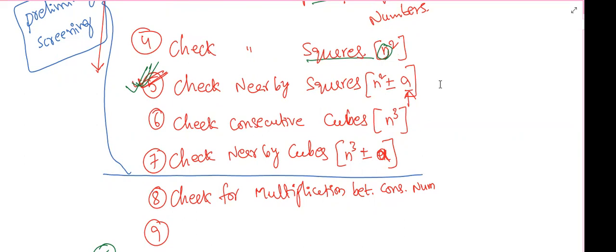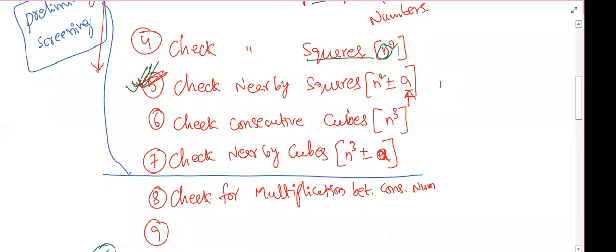After that, we have to check consecutive cubes, whether the given numbers are perfect cubes or not. Suppose you have confirmed they are cube numbers, that is n cube is the pattern. Again, where n can be any number from the above 5. And then nearby cubes. If perfect cubes are not matching, then we have to check the nearby cubes.